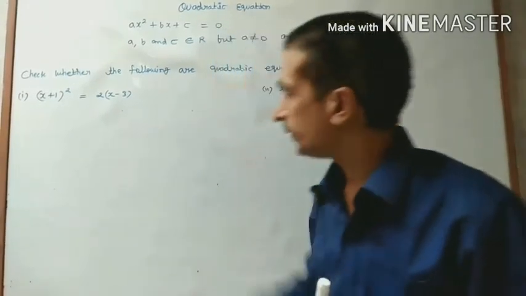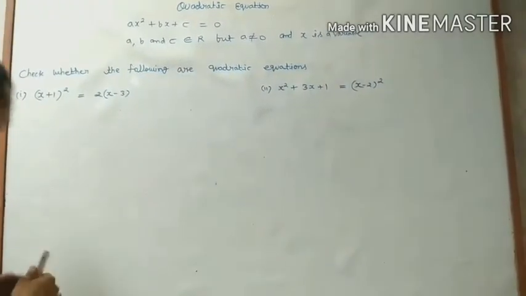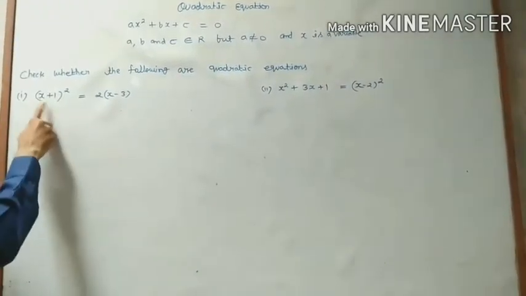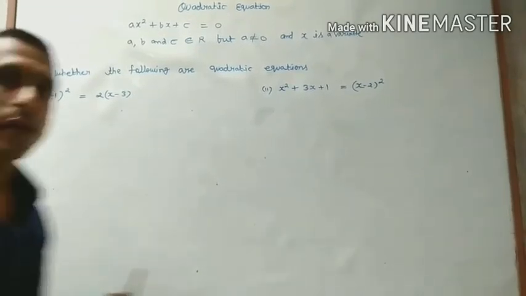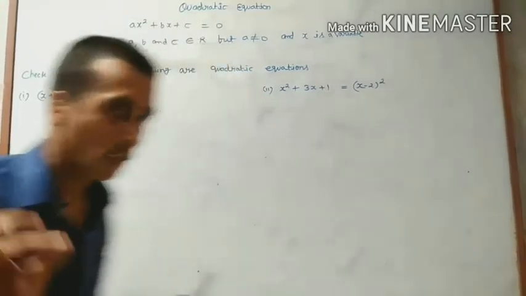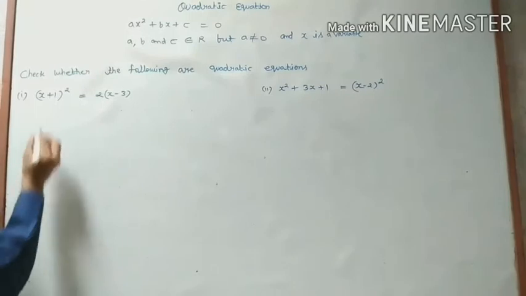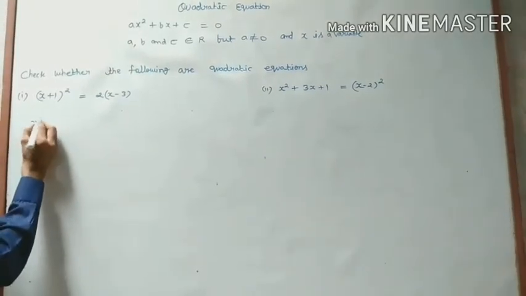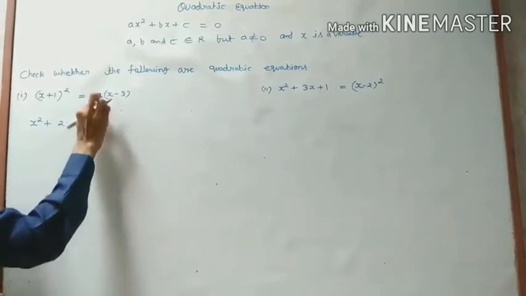So we have to check how to solve the first question. First of all, we have to solve the bracket. You know (x plus 1) whole square. So what is the formula? (a plus b) whole square is a square plus 2ab plus b square. So here the value of a is x, the value of b is 1. So now you can write x square plus 2x plus 1 is equal to, multiply by 2.